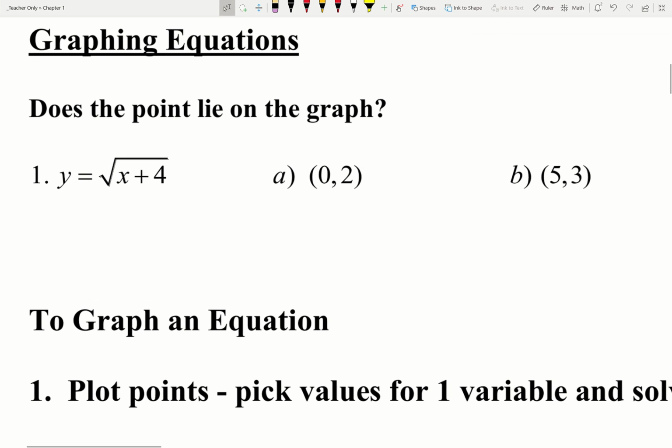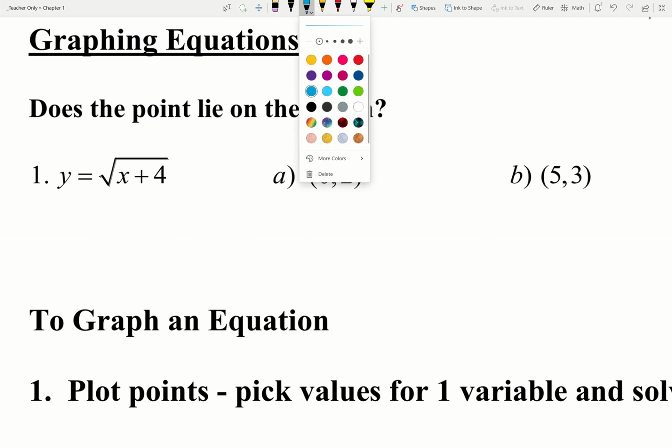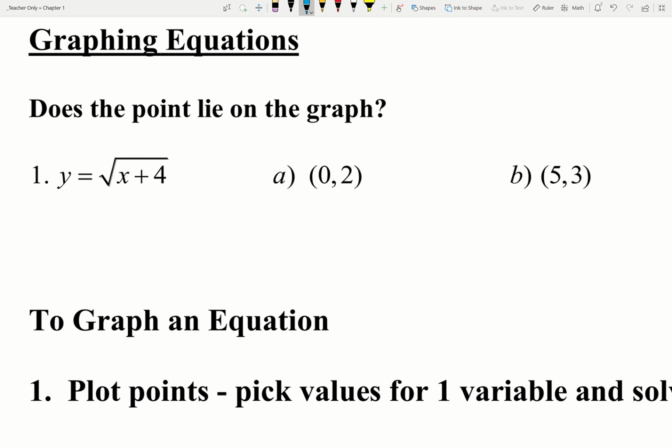So, graphing equations. Basically, in this first example, we are given this equation, y is equal to the square root of x plus 4, and the question is simple. We are given two coordinate points, and our question is, are these points that actually lie on this graph, or are they not?